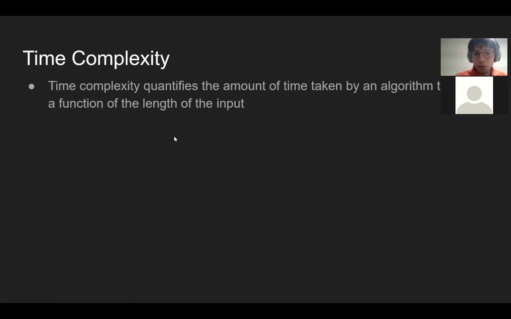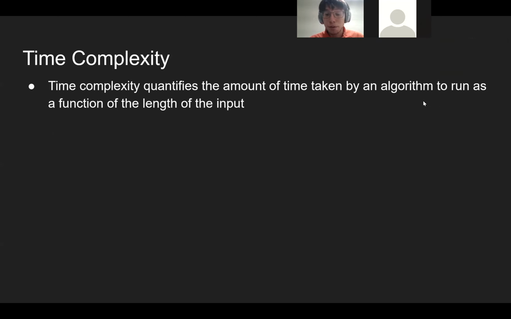Okay, so first of all, time complexity. So what is time complexity? Time complexity quantifies the amount of time taken by an algorithm to run, as a function of the length of the input. You might wonder, why is this necessary? Why can't we just take the amount of time it takes for the program to run? That's another way we could absolutely measure it. The reason why we use time complexity is because it gives us an objective measure.